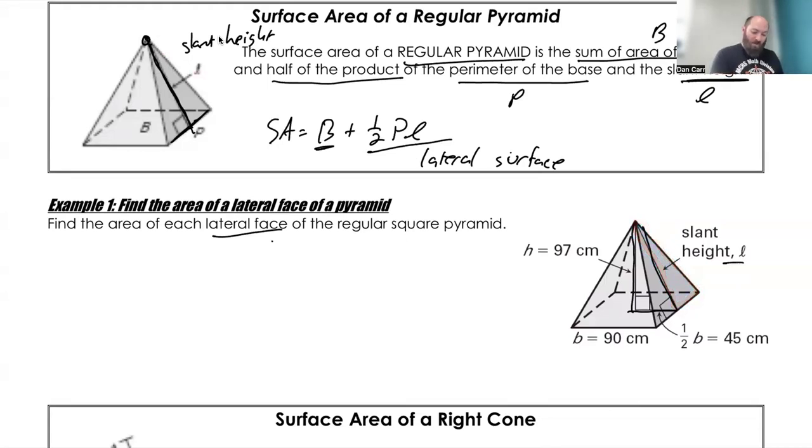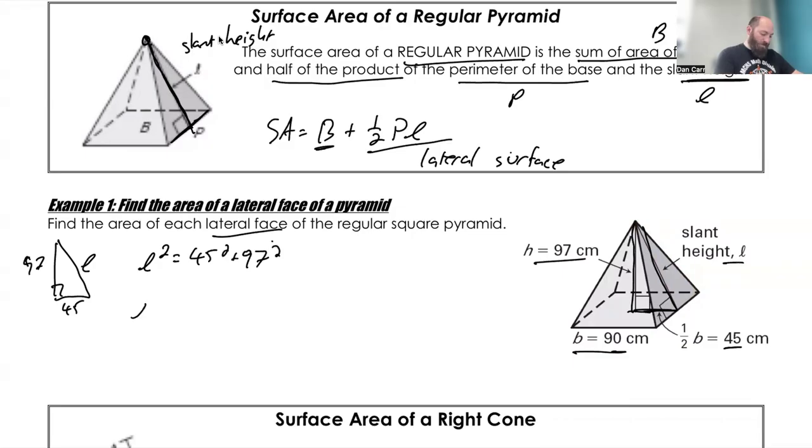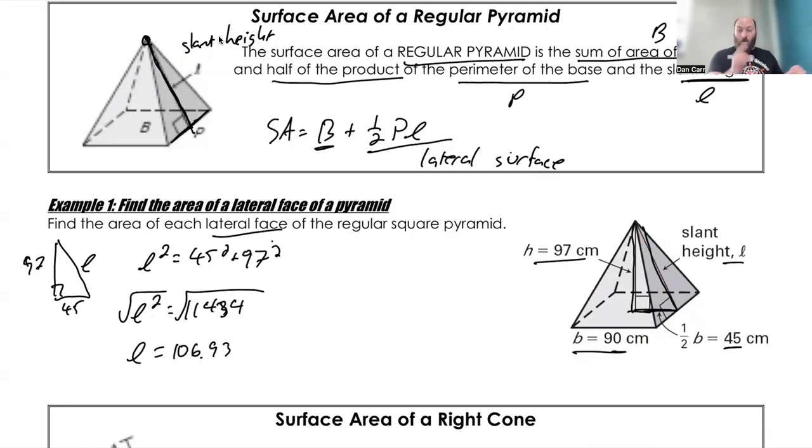So what that means is I've got to take my height of the pyramid, 97, half of this length, which is 45, that's this one right here. And I'm going to do this triangle here. So 45 and 97 and L. So we'll do Pythagorean theorem for L squared equals 45 squared plus 97 squared. Okay, so that'll be 45 squared plus 97 squared gives me 11,434. And then I square root that, and I get about 106.93. Okay, so now I have my slant height.